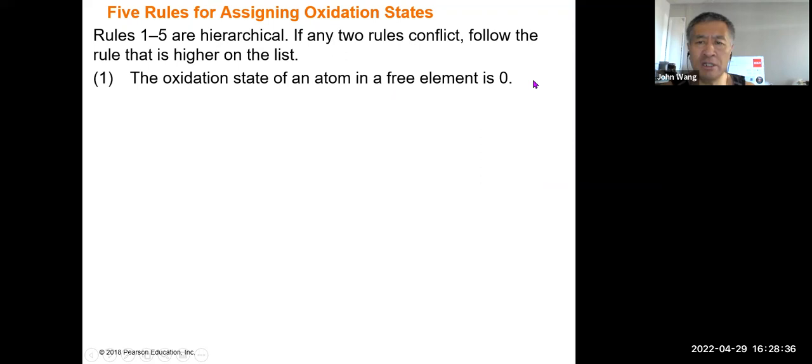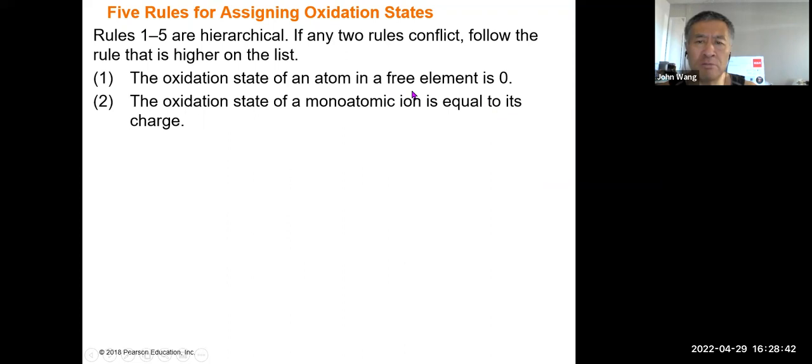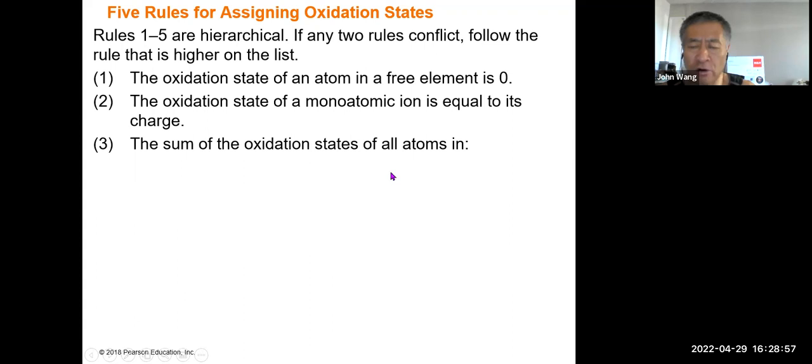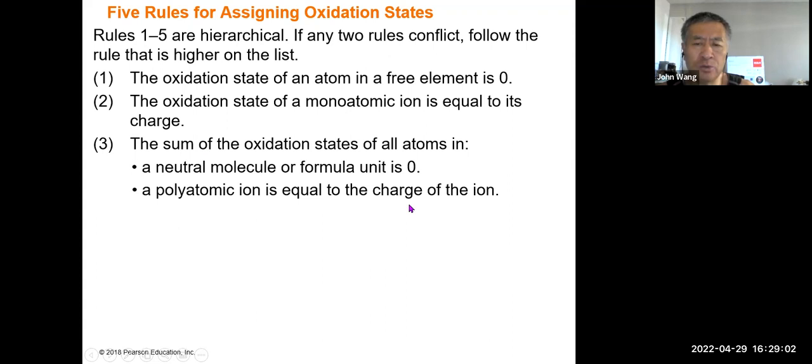So later on, we'll see the examples. What do you mean by the free element? The second rule has the second priority. The oxidation state of a monatomic ion equals its charge. Rule number 3: the sum of the oxidation states of all atoms in a neutral compound equals 0, and in a polyatomic ion equals the charge of the ion.